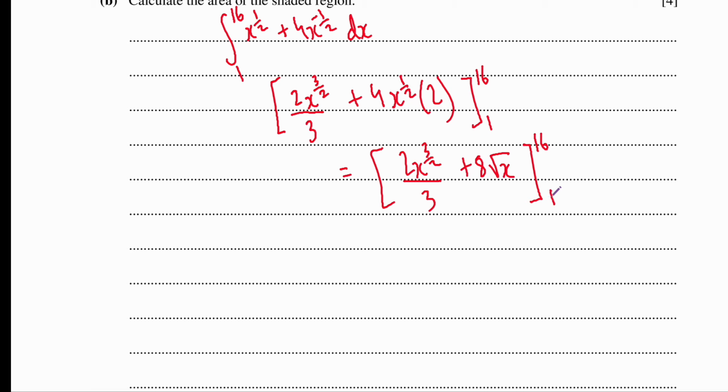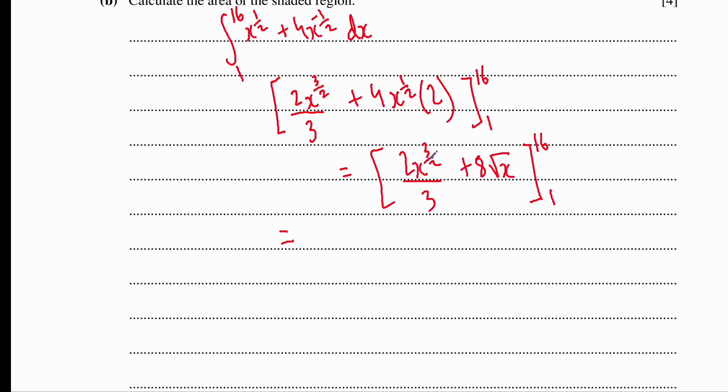And it's convenient that 16 is a squared number. So now we have 16 to the power 3 over 2 is just 4 to the power 3, which is 64. 64 times 2 is 128. So we have 128 over 3, plus 8 times square root of 16, which is 8 times 4, which is 32. So we have that. Minus, well, put 1 back in here. We have 1 to the power 3 over 2 times 2 over 3, which is just 2 over 3. Plus 8 times the square root of 1, which is just 8. So we have that. What can we do now? Well, we can just subtract. So we have 128 minus 2 over 3 is 126 over 3. That can be simplified. That is actually just 42.